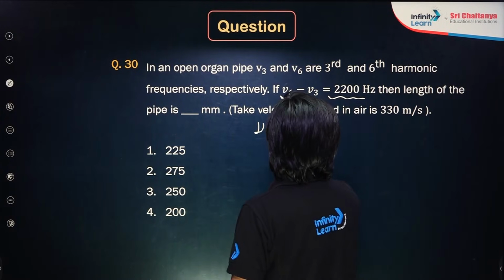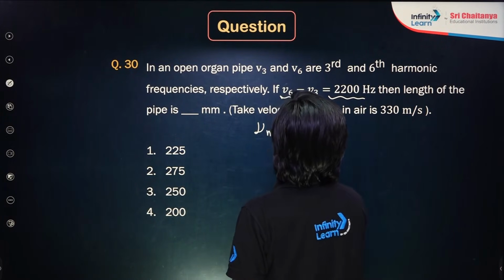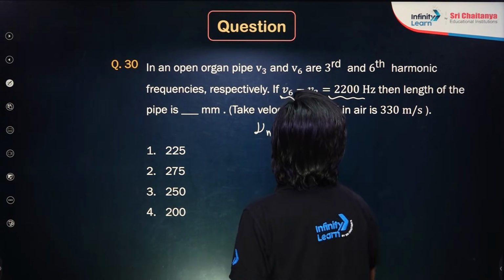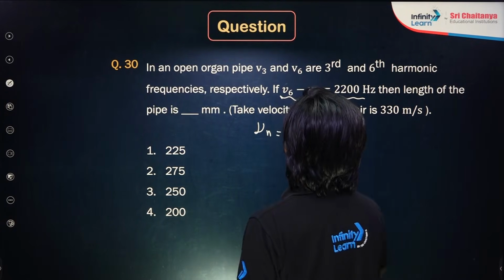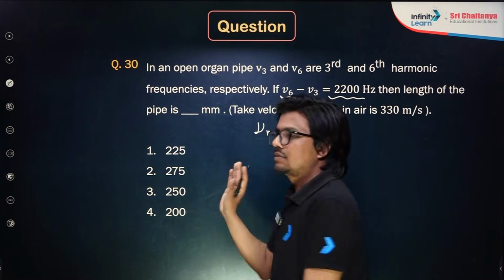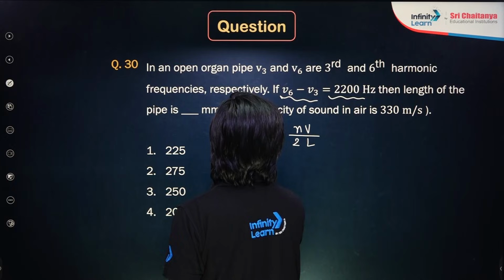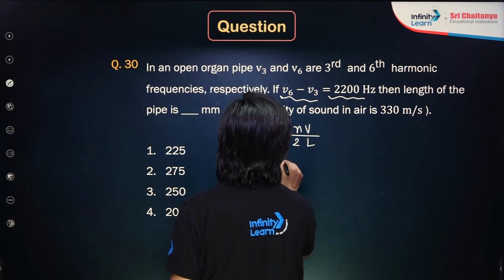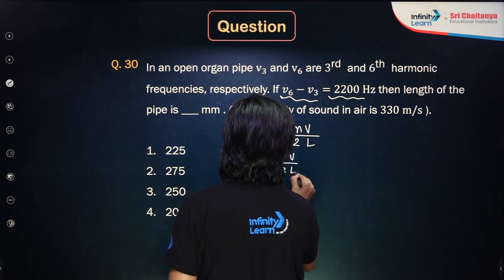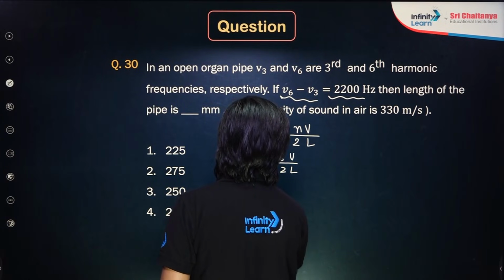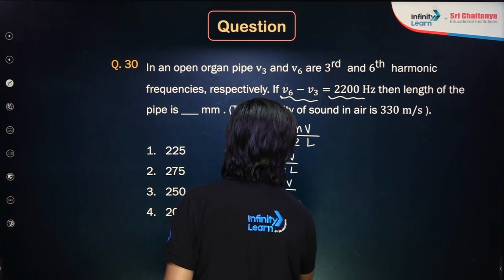So nv divided by 2L. We want to know that length. So from this expression, I can write nu6 is equal to 6V divided by 2L, and nu3 is just equal to 3V divided by 2L.